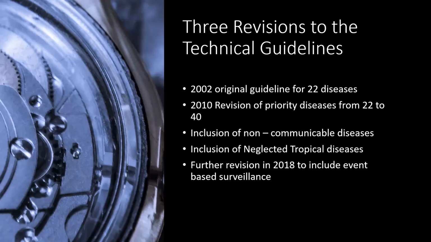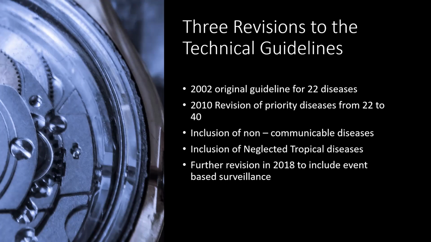So what has happened? We've had 3 revisions to the technical guidelines. The technical guidelines are just like a compendium of guidelines about what kind of diseases we are interested in, how often we get the information, what kind of reporting we do for these different kinds of diseases, who gets the report, and what the system is for translating the information and communicating back. So we've had 3 major revisions of technical guidelines.